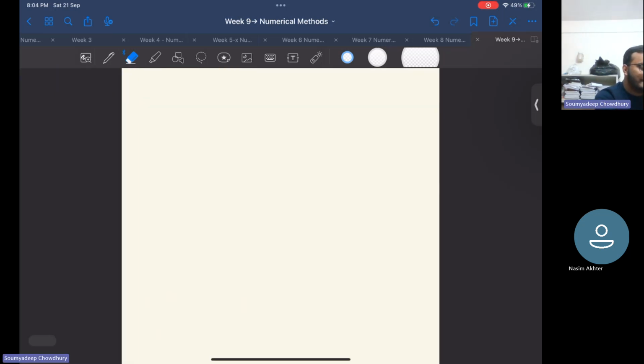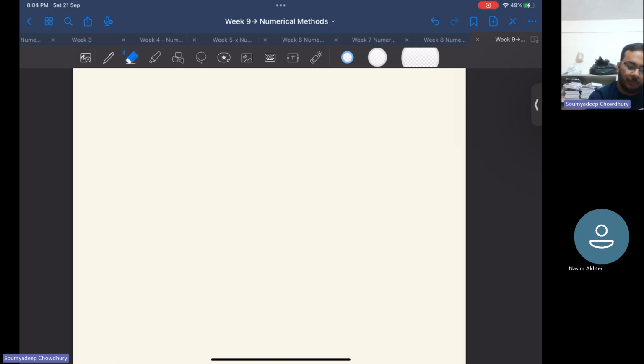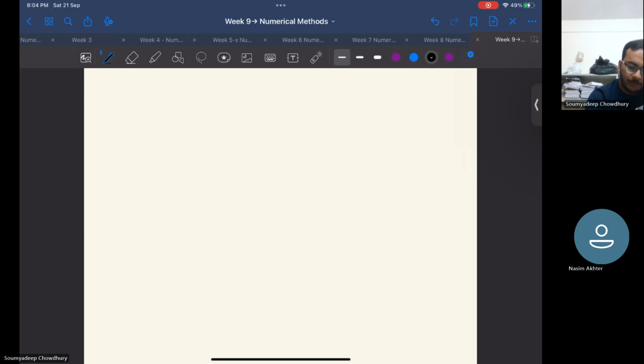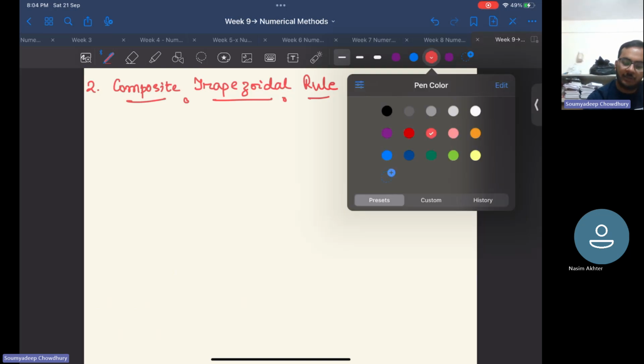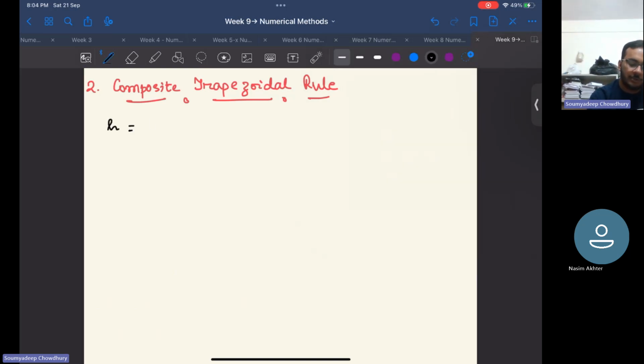Okay. So now we will see composite Simpson's rule. Okay, first one we got. Now we will do using composite trapezoidal rule. Previously h was b minus a by 1, right? So here we are just increasing one more interval. So we are doing h equal to b minus a by 2. It is basically 0.6.